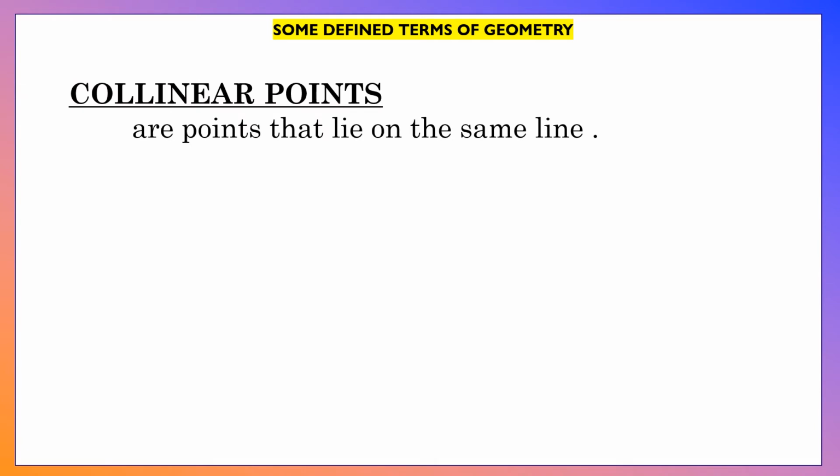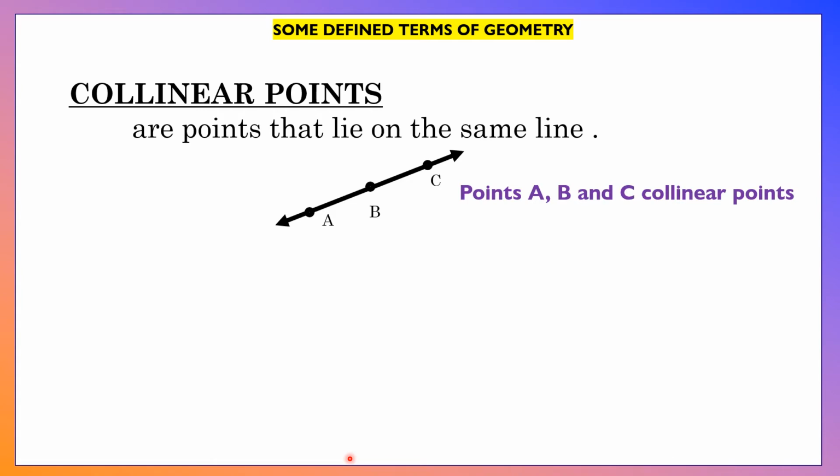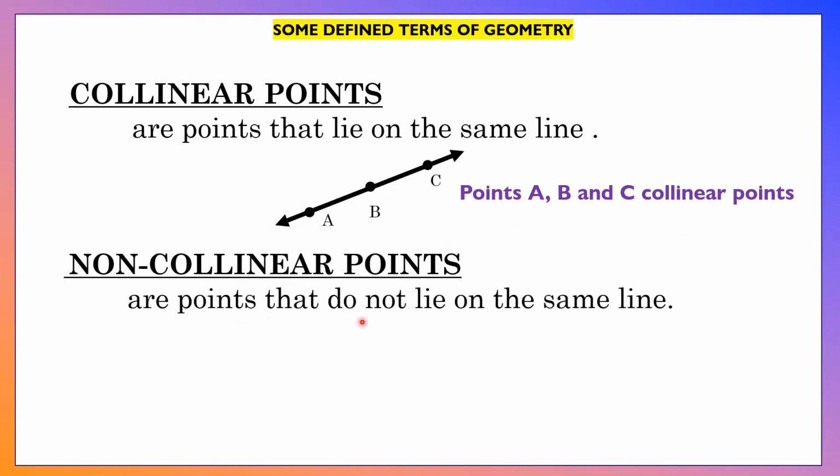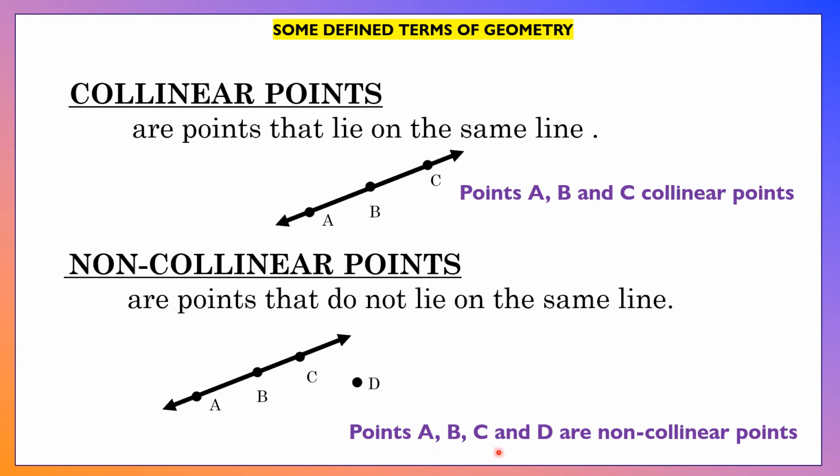Using the undefined terms point, line, and plane, we can define other geometry terms and geometric figures. Let's start with collinear points. Collinear points are points that lie on the same line. So, points A, B, and C are collinear points. If the points do not lie on the same line, they are called non-collinear. For example, points A, B, C, and D are non-collinear because they do not lie on the same line.